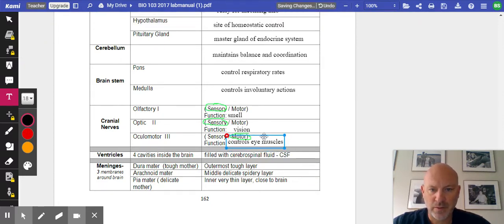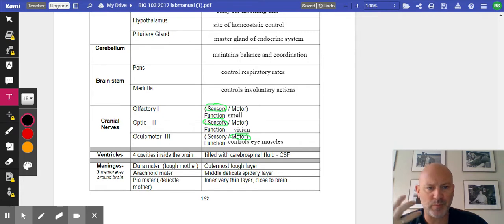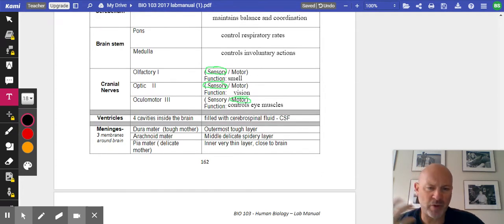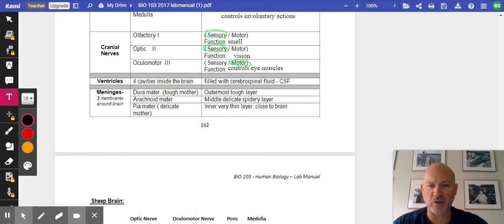All right. And so we have ventricles. There are 4 cavities inside the brain that help to produce cerebrospinal fluid. And then we have the meninges. The outer meninge is called the dura mater. The one beneath that is called the arachnoid mater. And the one beneath that is called the pia mater. The pia mater is the one that's actually in direct contact with the brain. The cerebrospinal fluid is produced within the ventricles, but then it moves from the ventricles to the outer parts of the brain all the way down around the spinal cord.